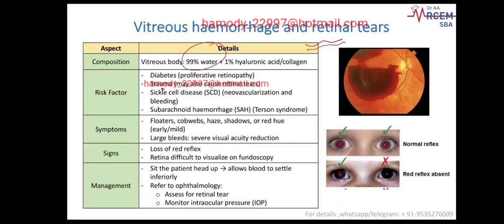Trauma we already know. In diabetes, what happens? The actual veins get occluded. New vessels are formed, which will be brittle. Same thing happens in sickle cell disease also. In subarachnoid hemorrhage, this is a syndrome itself known as Terson syndrome.